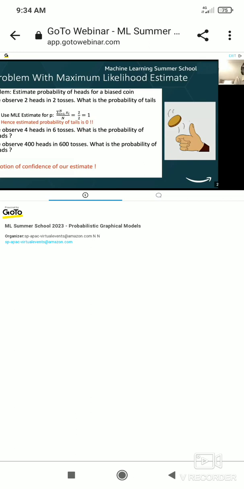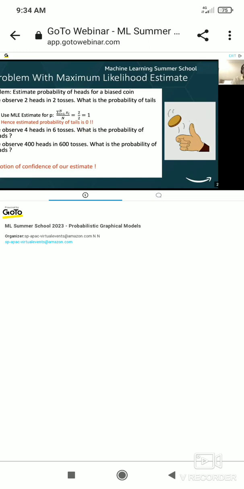Now, if we use the MLE estimate for p, which was the number of heads divided by the number of trials, you will get 2 divided by 2, which is equal to 1. So then the person will conclude that the probability of tails occurring is 0. Is this so? This of course is grossly incorrect, right? Even a layperson would be able to tell you that you haven't really conducted sufficient trials to get an accurate probability in this particular instance.